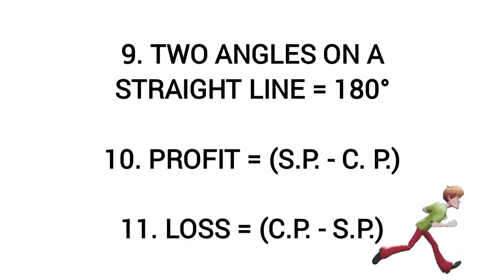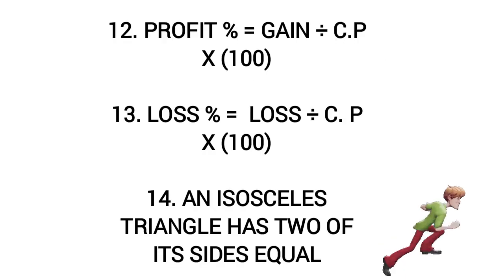On a straight line, two angles add up to 180 degrees. Profit and loss: percentage profit is the gain over cost price times 100 over 1. Also, percentage loss is equal to loss divided by cost price times 100 over 1.